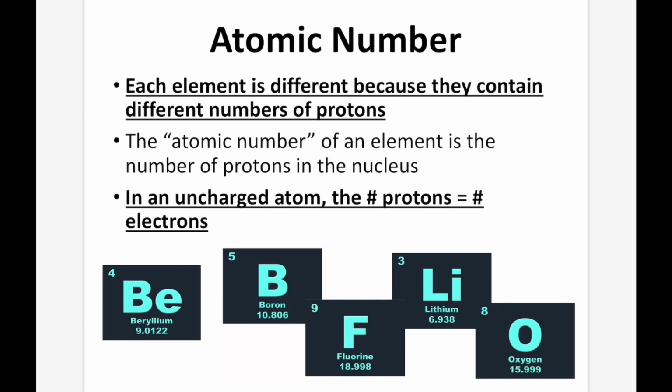Atomic number. Each element is different because they contain a different number of protons. If the number of protons was the same, then the atom would be the same. The atomic number of an element is the number of protons in the nucleus. In an uncharged atom, the number of protons equals the number of electrons.